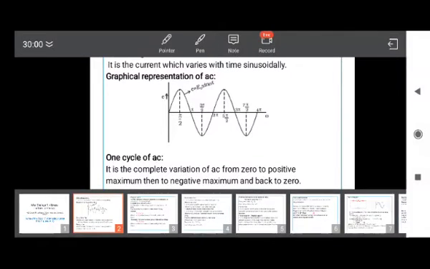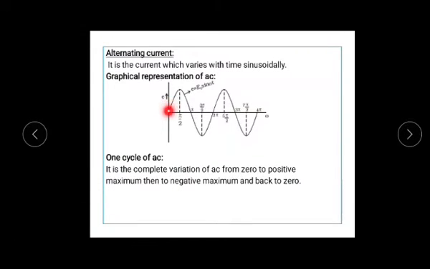Means what? Say this is starting point, okay? Then this is called maximum, that too in positive direction, okay? Then it comes to minimum. Then again in negative direction this becomes maximum here, again it comes back to 0. So this is one complete cycle. So this part of the graph usually we consider as positive and this part we consider as negative. So this is one complete cycle or one complete wave of AC.